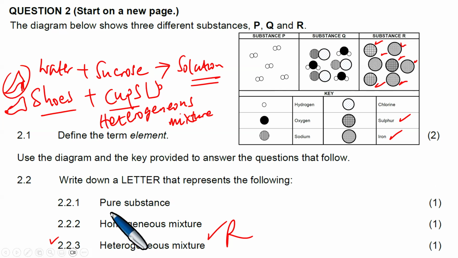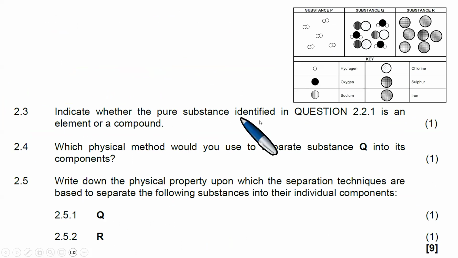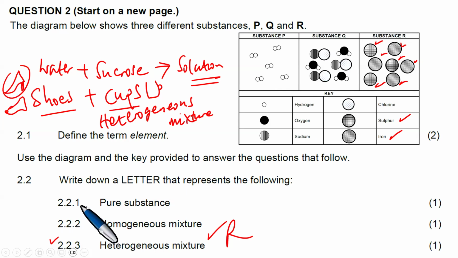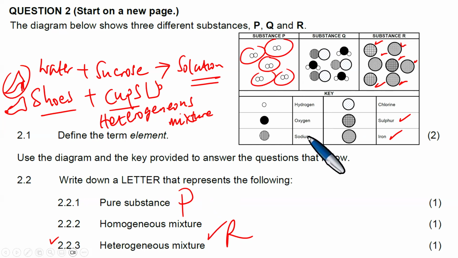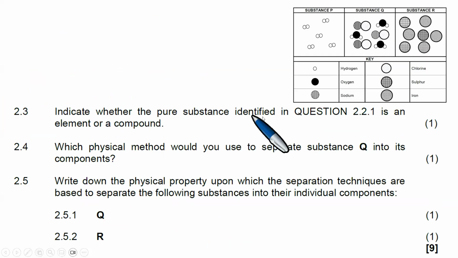Right, so let's look at that. Very interesting question. Indicate whether the substance identified in question 2.2.1 is an element or a compound. In 2.2.1, we saw that it was P, and Numbers was able to see that P is the pure substance there. It is pure because it's not a mixture. It's the same kind of element that repeats. And now the question is, indicate whether the pure substance identified in question 2.2.1 is an element or a compound.